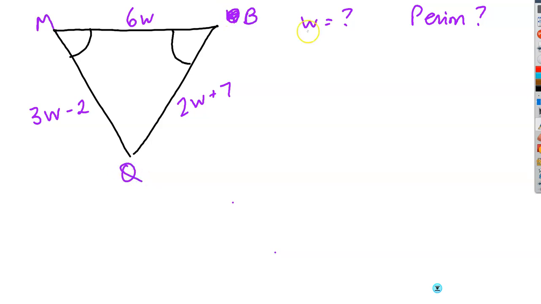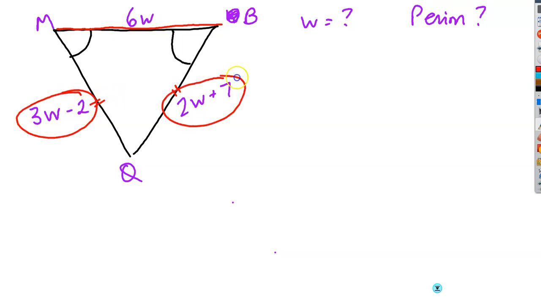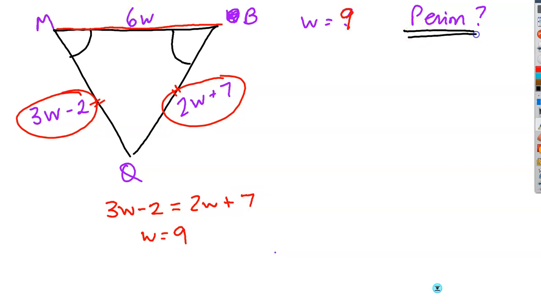Okay, so if I want little w, first of all, because these angles are equal, that makes this the base, which means these two sides are the congruent sides. So now you know which ones to set equal to each other. So I'd have 3w minus 2 equals 2w plus 7. So I end up with w is 9. Okay, so I actually didn't end up using the 6w yet. Now, if I want the perimeter of the whole shape, the whole triangle, I'm going to have to add everything up, which means I will plug in 9.